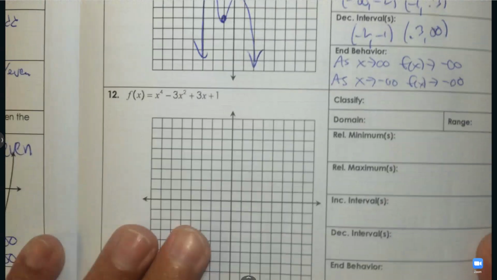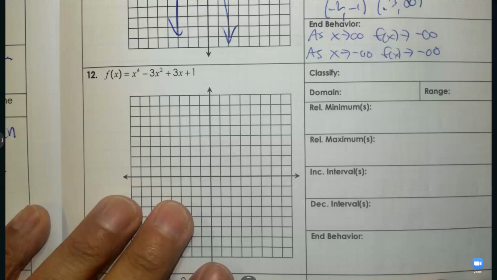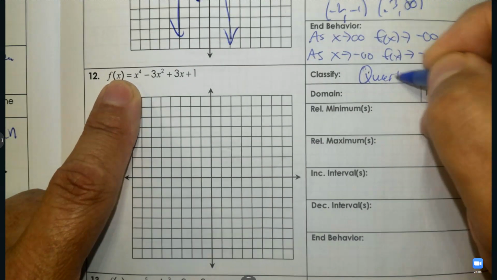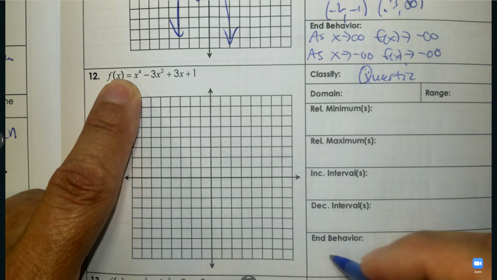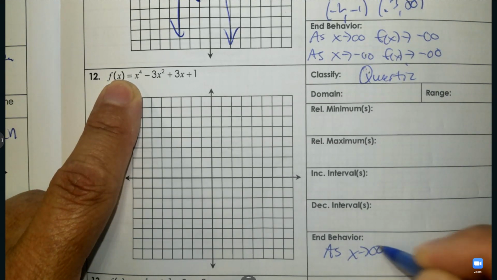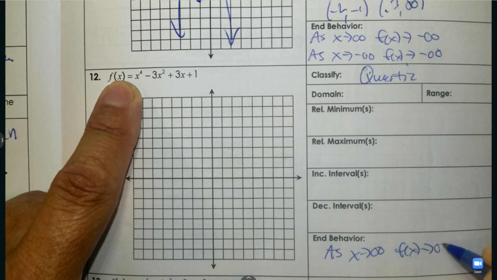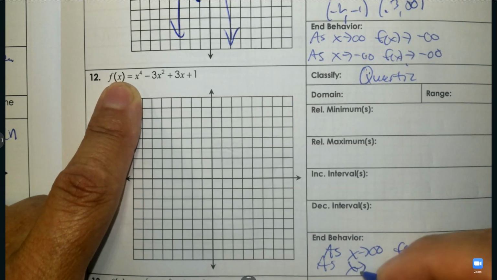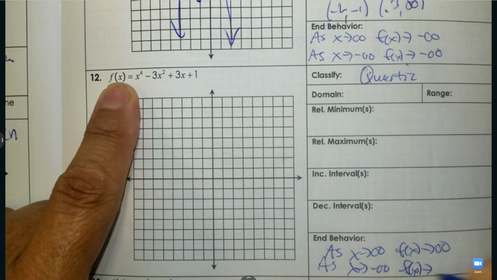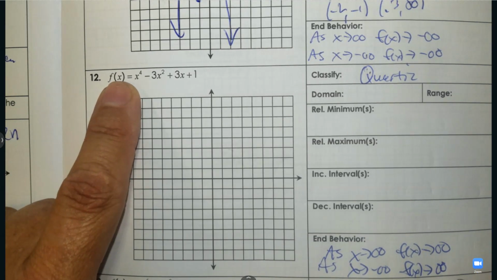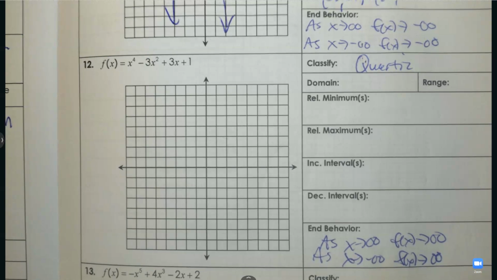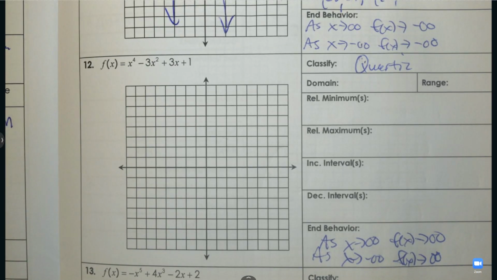All right, two left for your homework. Again, what do I know? This is called quartic. The end behavior, we know the right end and left end go up. All right, what else do we know? I need to type this into Desmos. Let me do that.